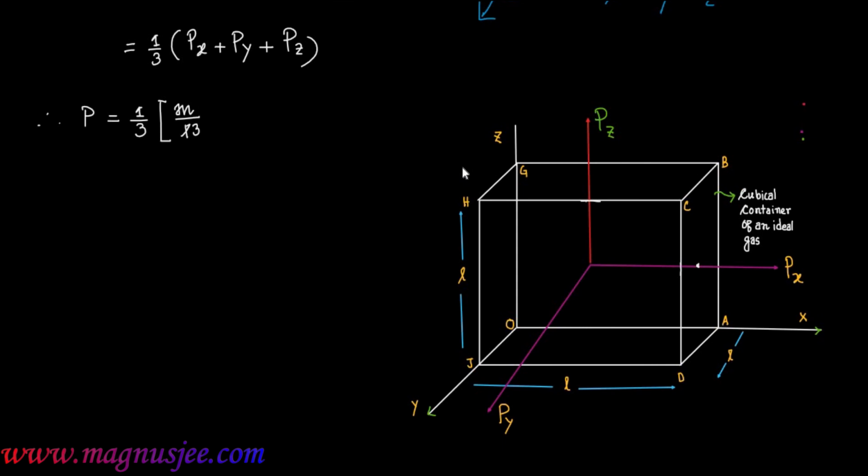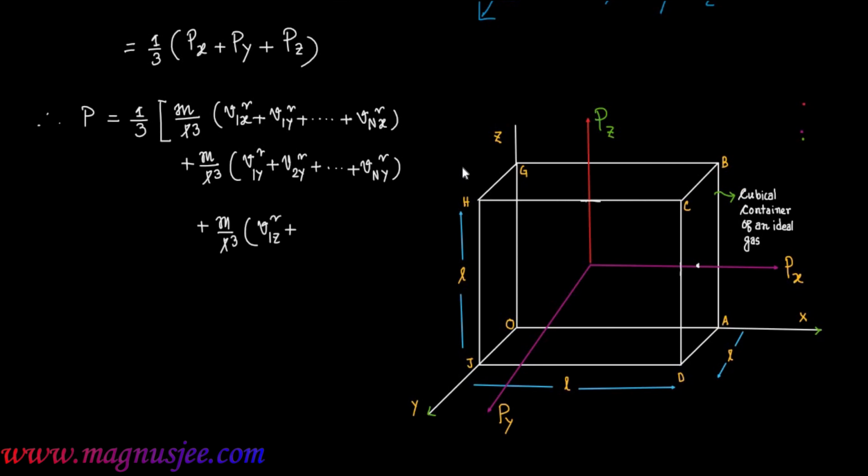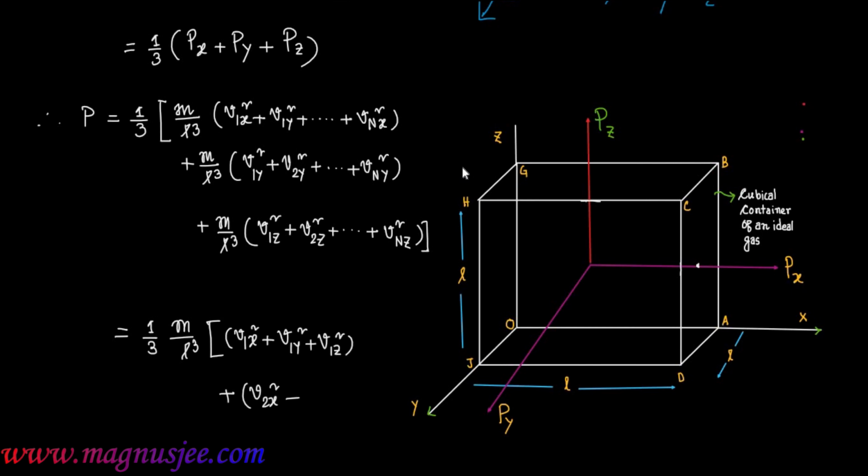P equal 1 by 3 under bracket m by l cube, bracket open, v1x square plus v2x square plus dot dot dot plus vnx square, bracket closed, plus m by l cube, bracket open, v1y square plus v2y square plus dot dot dot plus vny square, bracket closed, plus m by l cube, bracket open, v1z square plus v2z square plus dot dot dot plus vnz square, bracket closed, equal one third m by l cube, under bracket we can write v1x square plus v1y square plus v1z square plus v2x square plus v2y square plus v2z square plus dot dot dot plus bracket open, vnx square plus vny square plus vnz square, bracket closed.